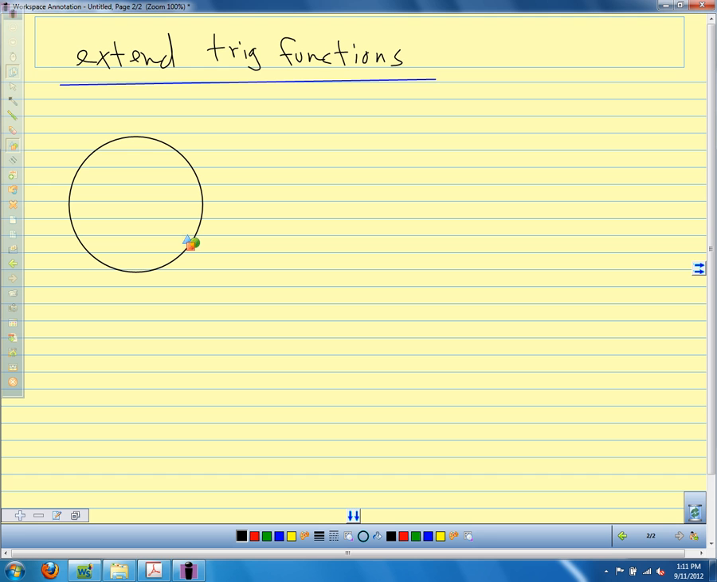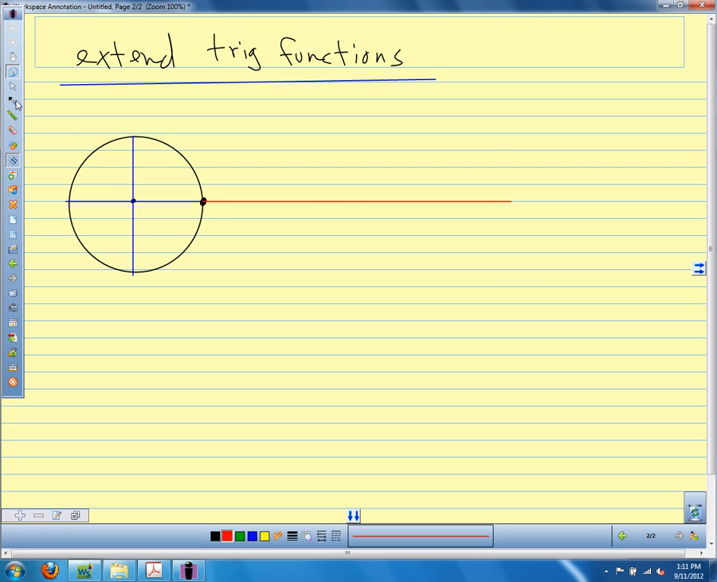So there's our unit circle. And what we're going to do is, here's my center, and I'm just going to draw in my axes, my 0 degrees and my 90 degrees. Now what I want you to do is visualize, imagine that we're connecting a number line to this point right here. So I'm going to extend the number line out from this point (1, 0).